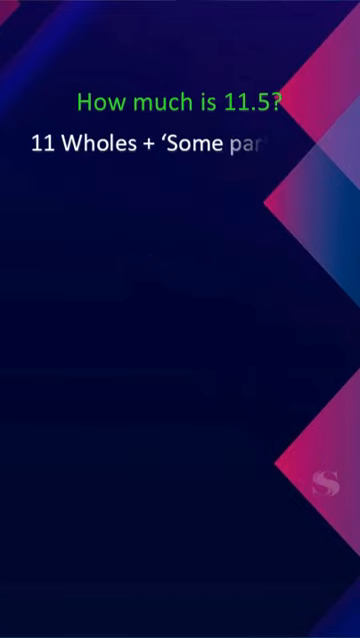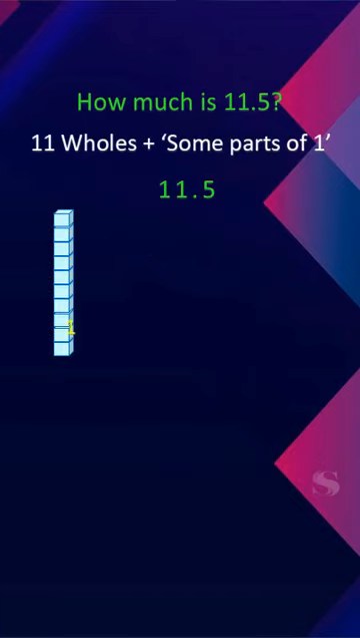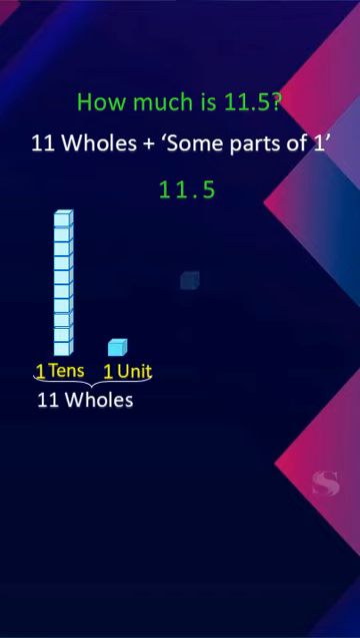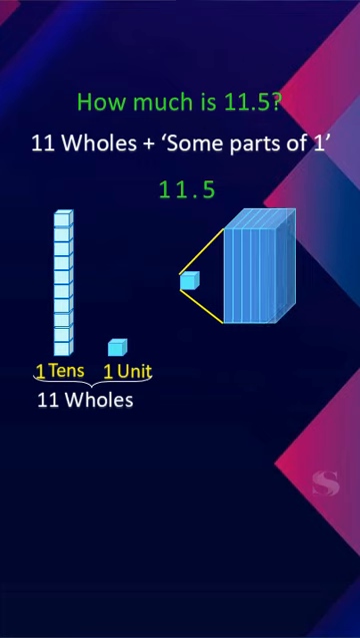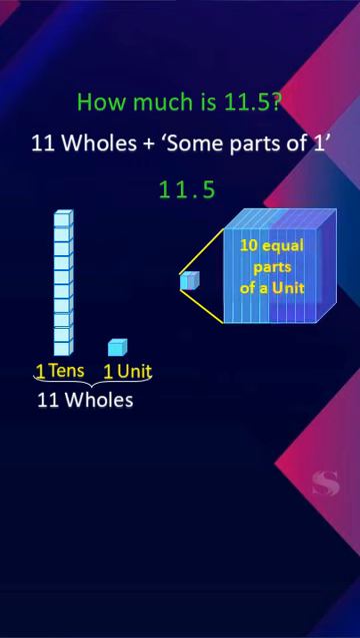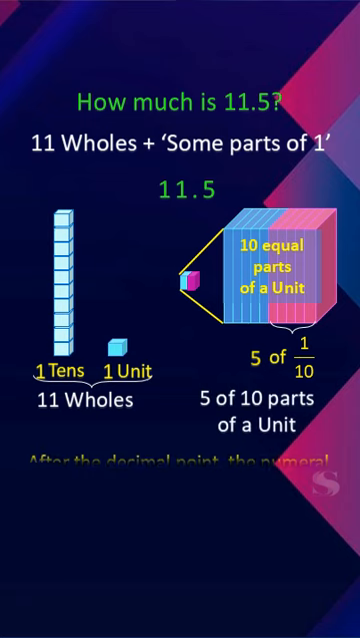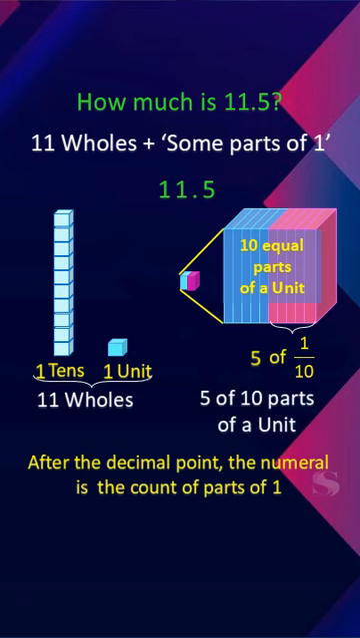For example, in 11.5, the whole part has 11 ones, made of 1 tens and 1 ones. The fractional part is made of parts of 1, and in 11.5, it is 5 parts of 10 parts of 1. In the fractional part, 1 by 10 is the unit fraction, and there are 5 of 1 by 10 in 5 by 10. We know this well from the reels on fractions.